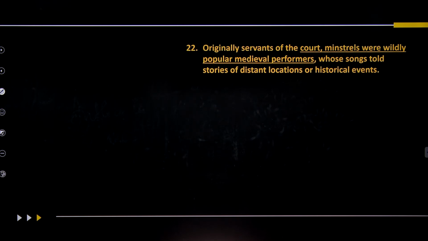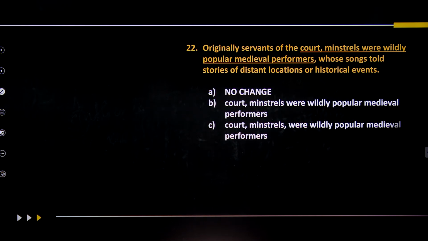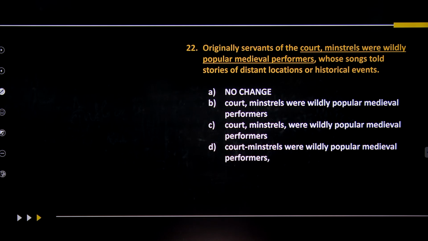Originally servants of the court, minstrels were widely popular medieval performers whose songs told stories of distant locations or historical events. Please check the options and then come to an answer.